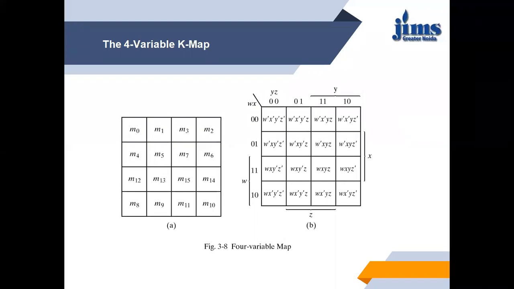So in this way, when you are given a K-map to solve a Boolean function, first of all, identify the number of input variables. If there are 4 variables, make a K-map like this and put the values.